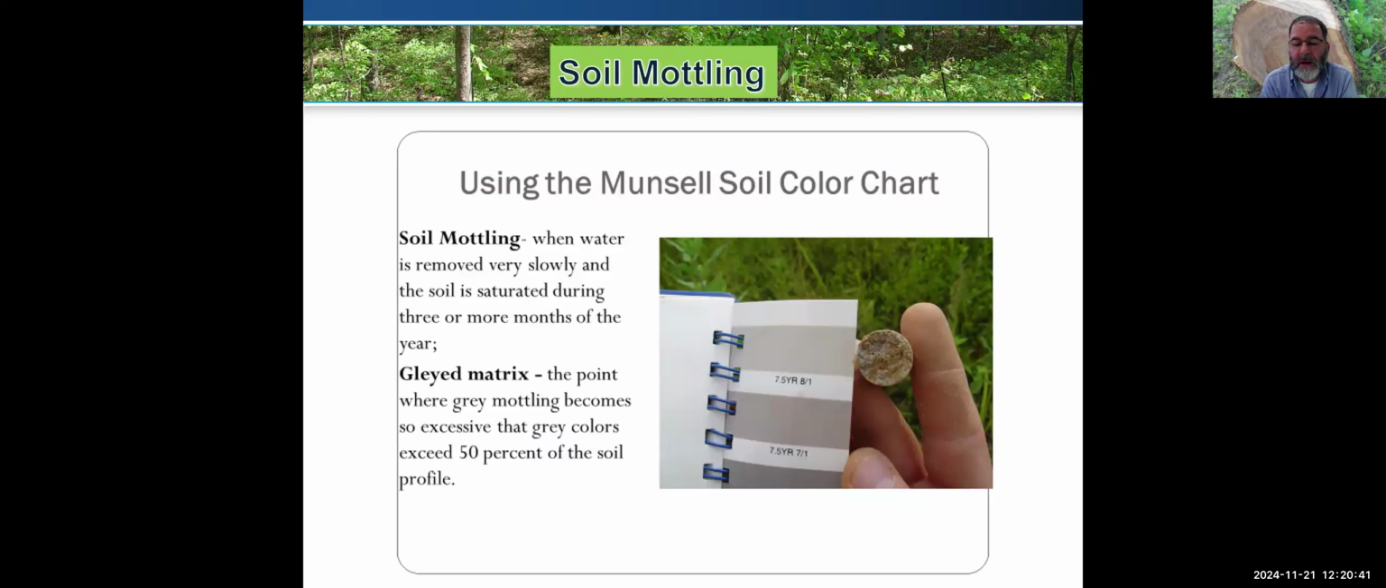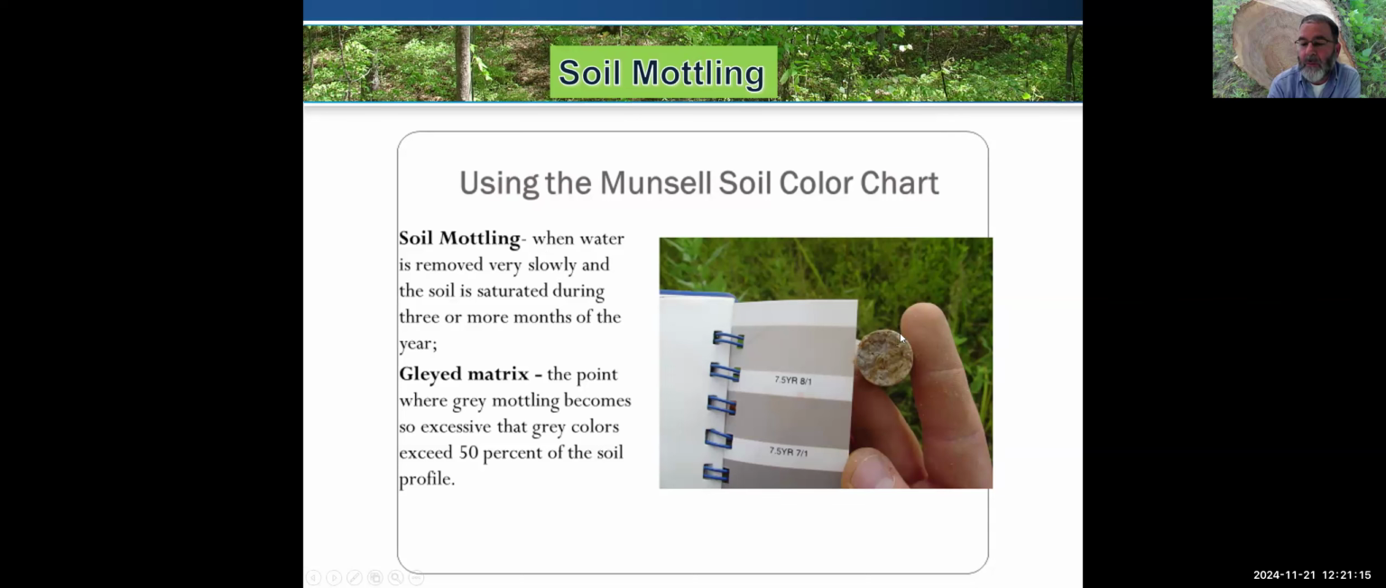Well, I did some research down here at the research center. After these trees were planted, I was curious which ones were surviving the best and why. And so our soil scientists at the time said that the parameter we needed to measure was soil mottling. You can see the definition of mottling there, but that's when water is removed very slowly and the soil is saturated during 3 or more months of the year. And what happens is that water sits there and the soil is saturated, you begin getting these gray colors that appear in the soil horizon.